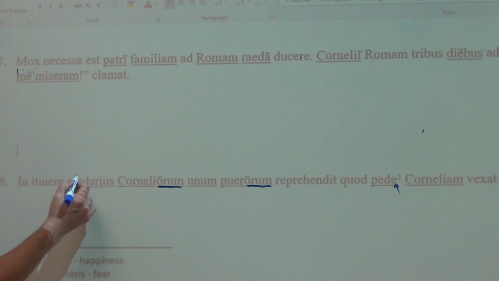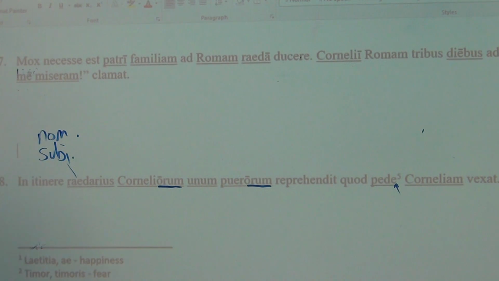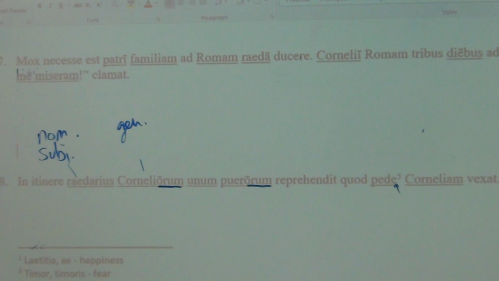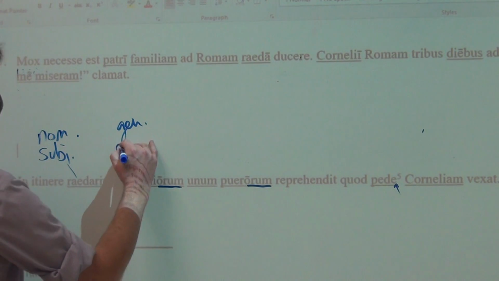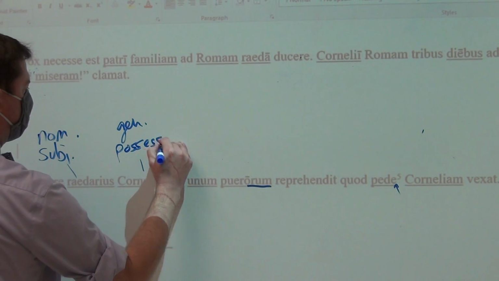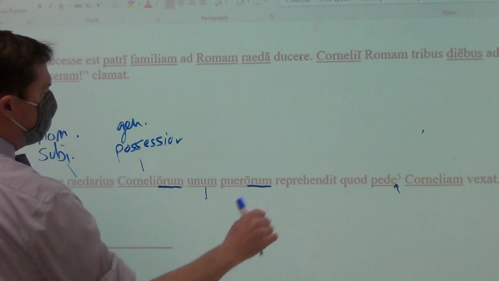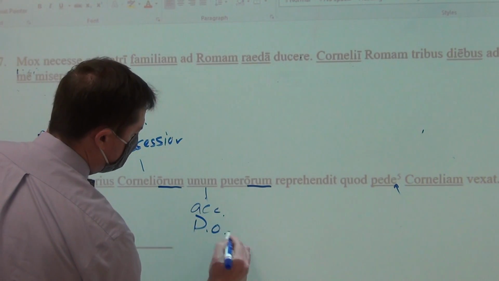So the raidarius is obviously your nominative, the guy who is committing the action, so he's the subject. Corneliorum is genitive plural. It's either going to be possession or part of a whole. And so here, it's possession. It's the Cornelians' coachman. So it shows possession. Unum is your accusative direct object. It's whom or what he scolds. He scolds the one. Accusative direct object.